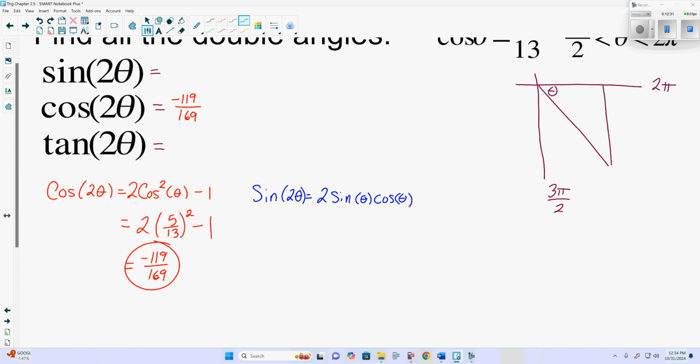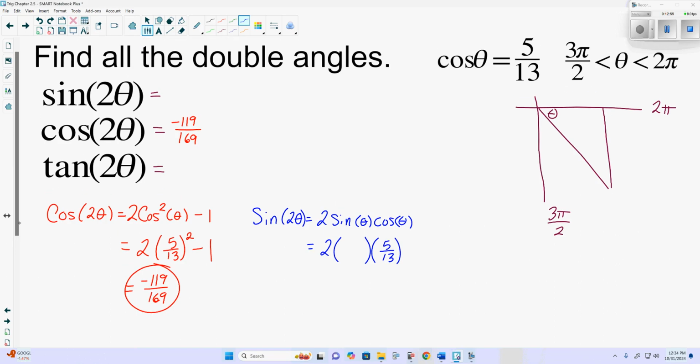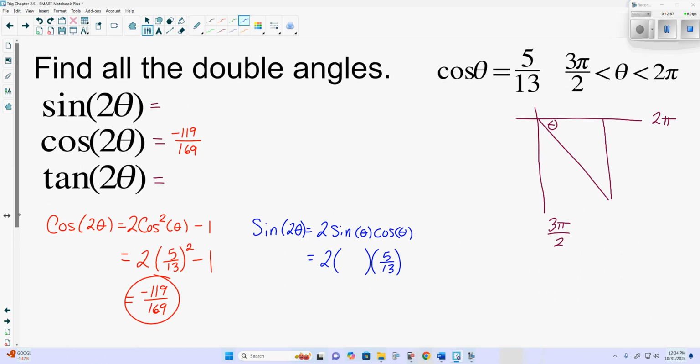Sine of 2 theta. This is just straight from the definition. Sine of 2 theta is equal to 2 sine of theta cosine theta. Straight from our formulas. And if we look at this here, I don't have sine of theta yet, but we know that cosine of theta is 5/13. So if we can find the value of sine, we can get the value of sine of 2 theta.